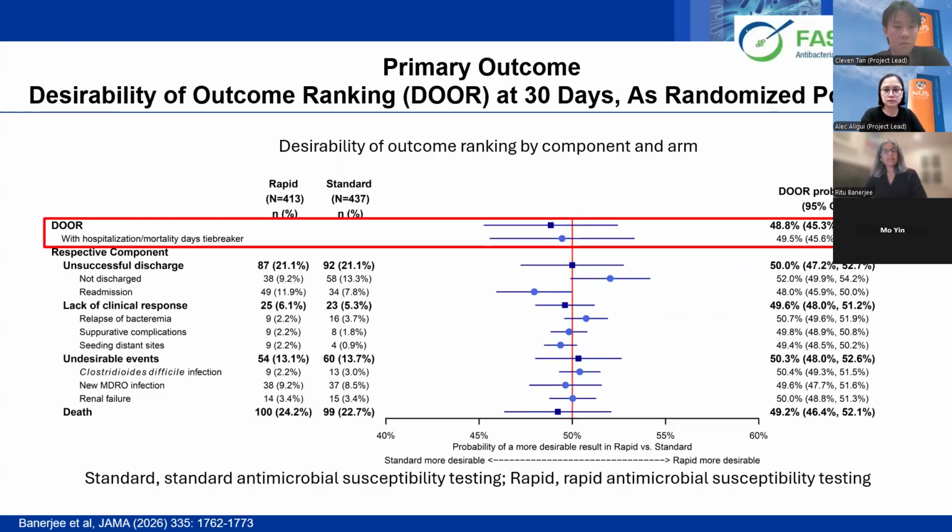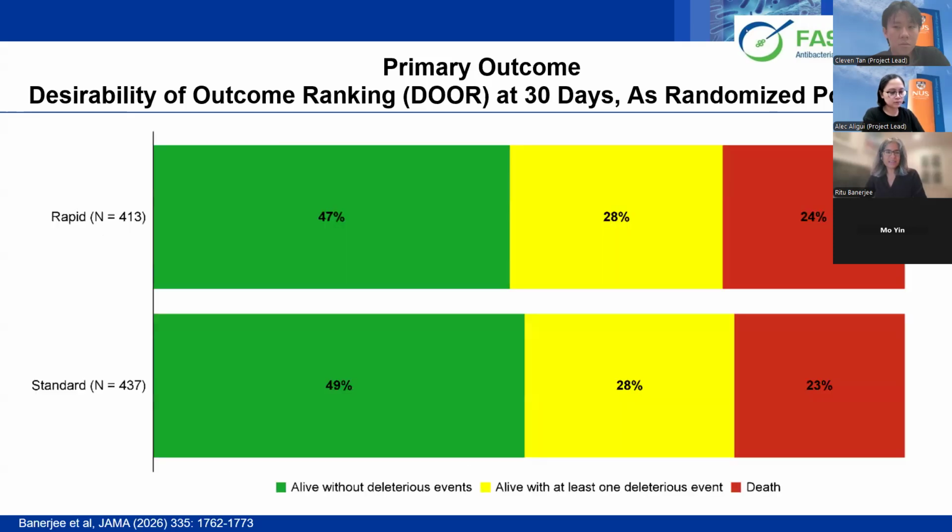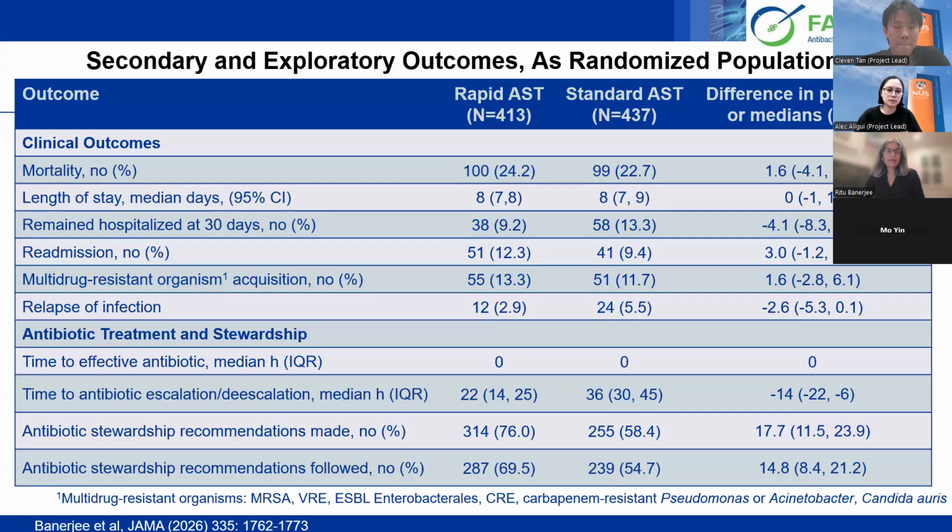So here's the results of the primary outcome. There was no difference in DOOR between the rapid testing arm and the standard testing arm. So the probability of the DOOR being superior in the rapid testing arm was 48.8% with the confidence interval spanning 50%. So we concluded that the rapid testing arm was not superior to the standard testing arm. Here's another way to visualize that. You can see there were no differences between the arms in the proportion of patients who were alive with no events, alive with one event, or who had died at 30 days. And here are the results of the secondary and exploratory outcomes.